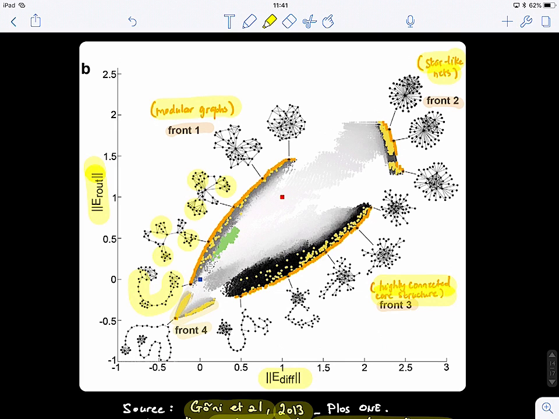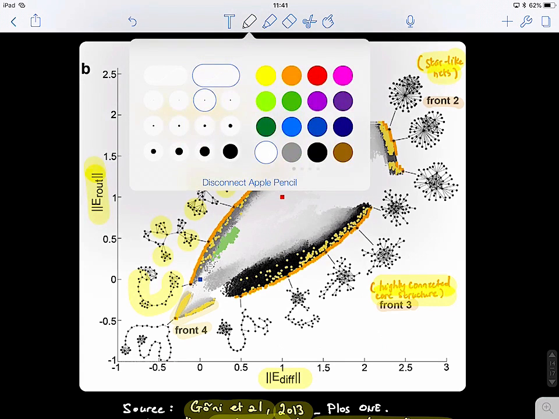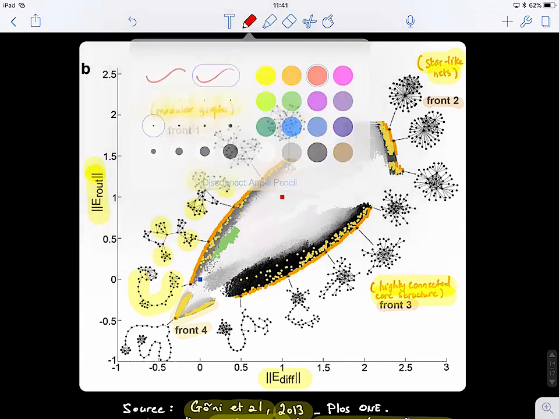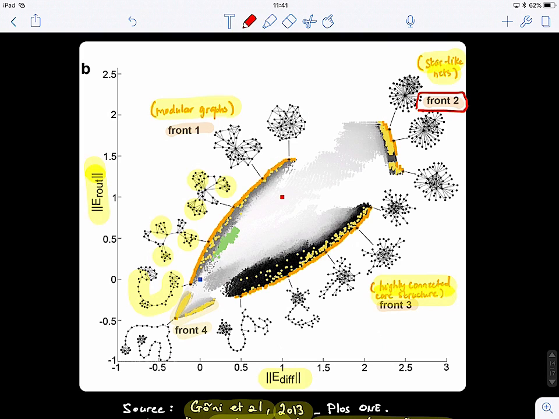They noticed that when they plotted these graphs on this space, there are three big fronts. The first front is the one where you have the most efficient graphs in both measures: the star-like nets. Then for the second front, this is a very nice paper, by the way. For the third front, they discovered that you have a high diffusion if you have a very densely connected core, because the core nodes can easily diffuse information to other neighboring nodes.